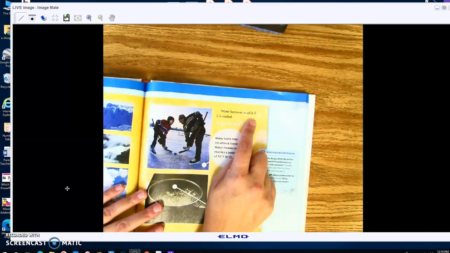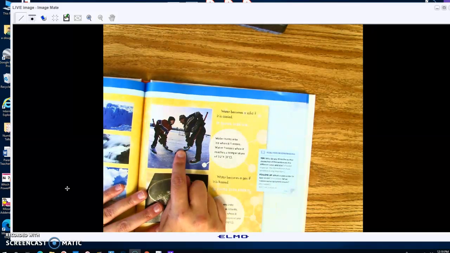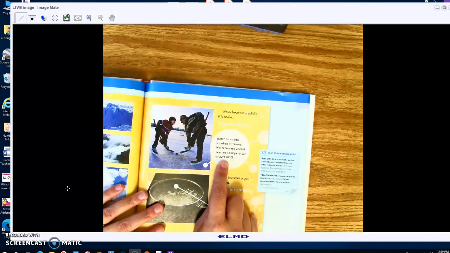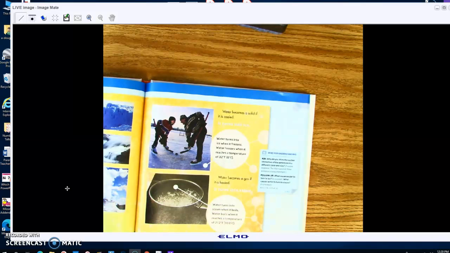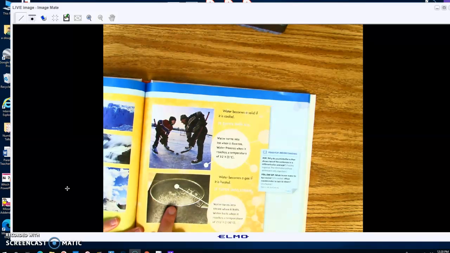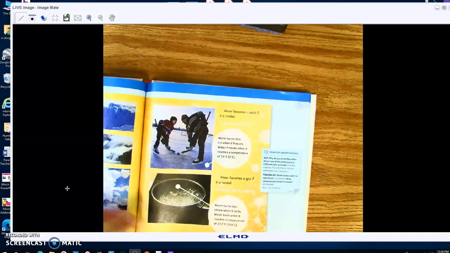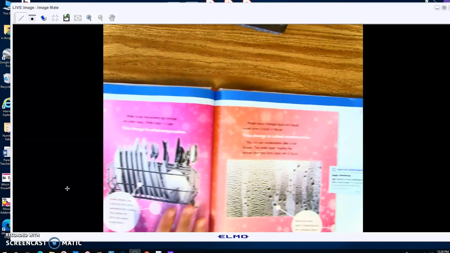Water becomes a solid if it is cold. It turns into ice. So water turns into ice when it freezes. Water freezes when it reaches a temperature of 32 degrees Fahrenheit or 0 degrees Celsius. Water becomes a gas if it's heated. So when you boil a pot of water on the stove, it turns into steam, which is a gas. Water turns into steam when it boils. Water boils when it reaches a temperature of 212 degrees Fahrenheit or 100 degrees Celsius. Turn the page.